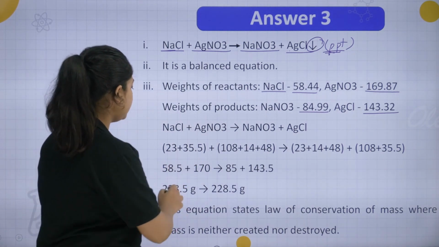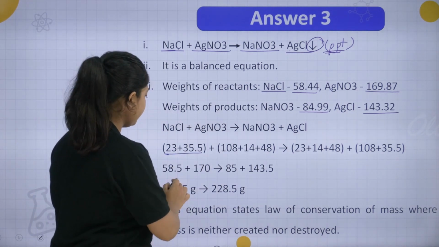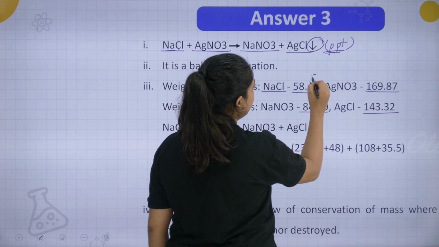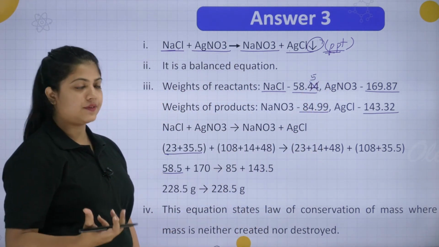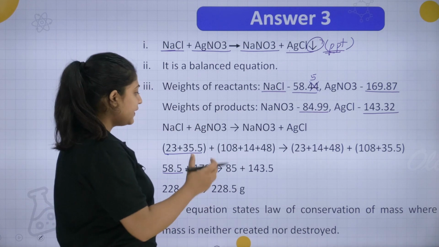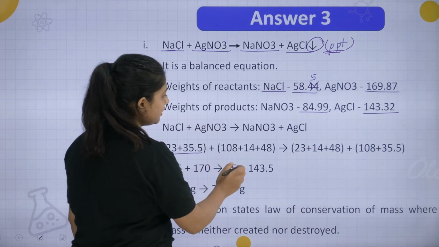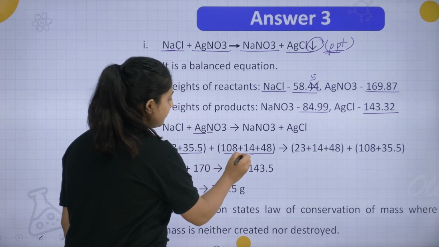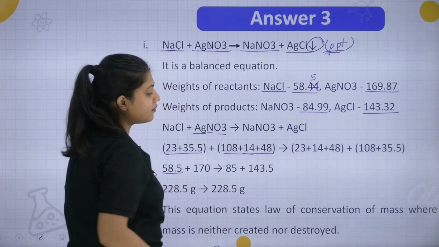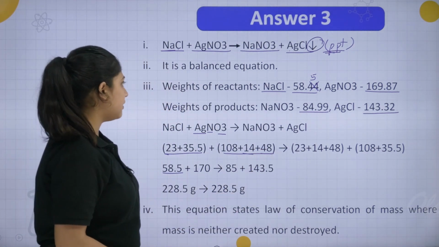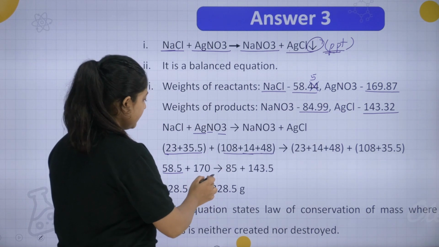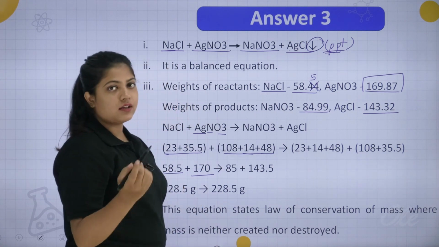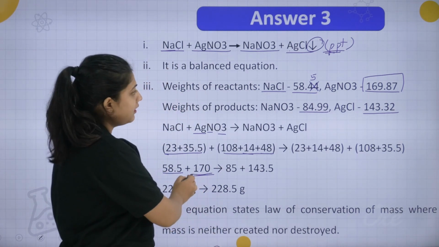23 plus 35.5, that will give you 58.5. Instead of writing 58.44, we will write the round figure, that is 58.5, okay. And also plus AgNO3. For AgNO3, you have silver 108, nitrogen 14 and oxygen, 3 atoms of oxygen, that is 48. So that will give you 170 in round figure. This is the exact mass that is given, but for the calculation's sake we are writing the round figure here.